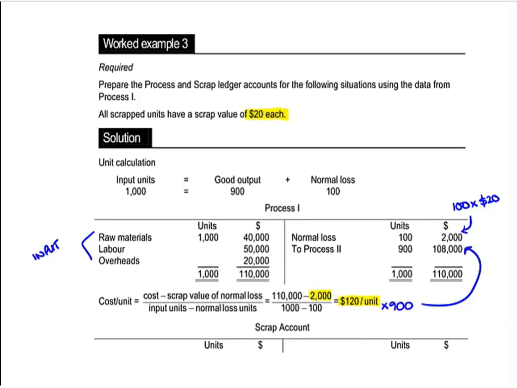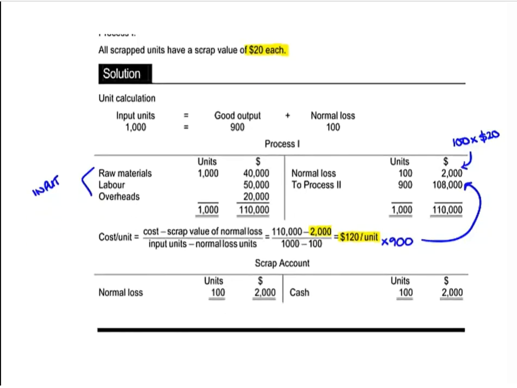Additionally then here we're going to complete a scrap account. In the scrap account then we're going to have the other side of the normal loss. So we had a credit in the process account, so it's got to be a debit in the scrap account. Now we've got an amount sitting in the scrap account, and what we need to do is transfer that out of the scrap account, and that's going to come in the terms of cash for the 100 units of $2,000 from the scrap man. So the scrap account will be cleaned out at the end of the period.